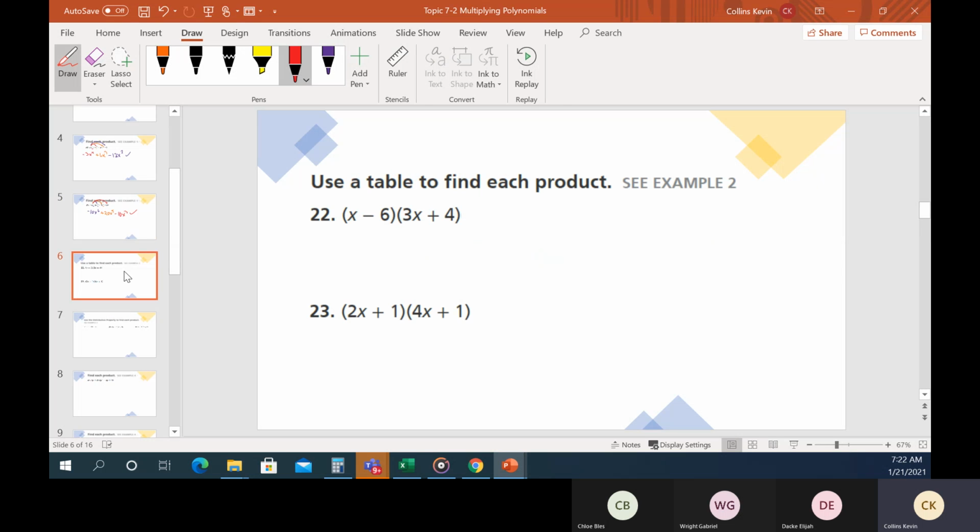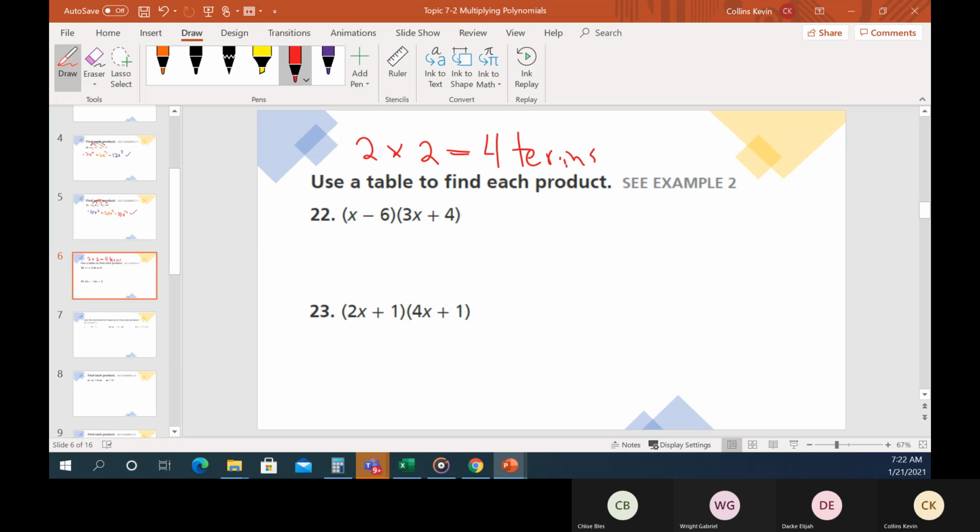Okay, so this is basically the FOIL method. And FOIL just helps you make sure that you get all the terms. So here's the thing about these. We have two terms in the first parenthesis, right? And we're going to multiply that by two terms in the second parenthesis. So when we're done multiplying, we should get four terms.